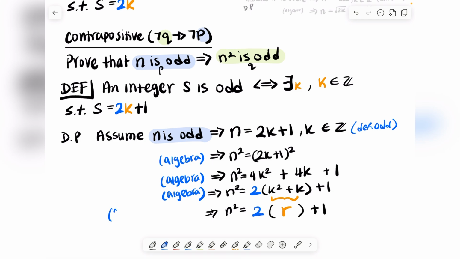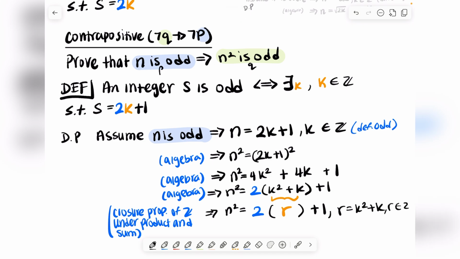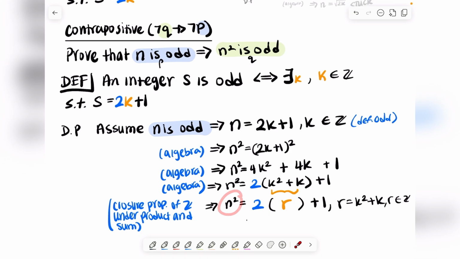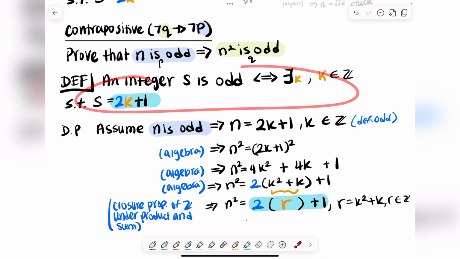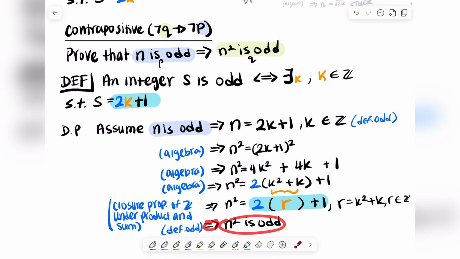And what we used here was the closure property of integers under product and sum. That allows us to say, yeah, if you add and multiply integers, it's still going to be an integer. This whole thing is just going to become an integer. And we want to specify that r is equal to this, k squared plus k, and r is also an integer. So now I have that n squared is equal to 2 times some integer r plus 1, which is exactly the definition of an odd integer, 2 times an integer plus 1. So because I managed to define n squared as an odd integer, then using this definition of an odd integer, this implies that n squared is odd.